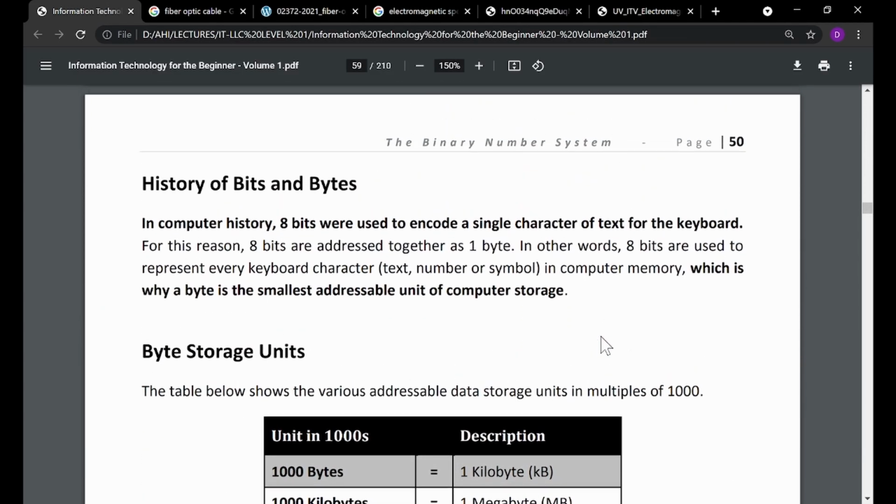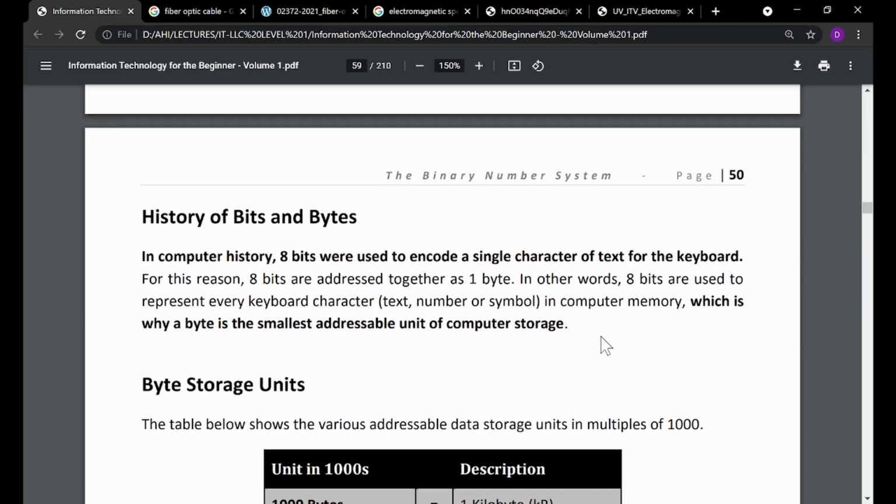Let's talk about the history of bits and bytes. In computer history, 8 bits were used to encode a single character of text for the keyboard. This is why we decided to operate in 8 bits. Let me rephrase that in basic language.